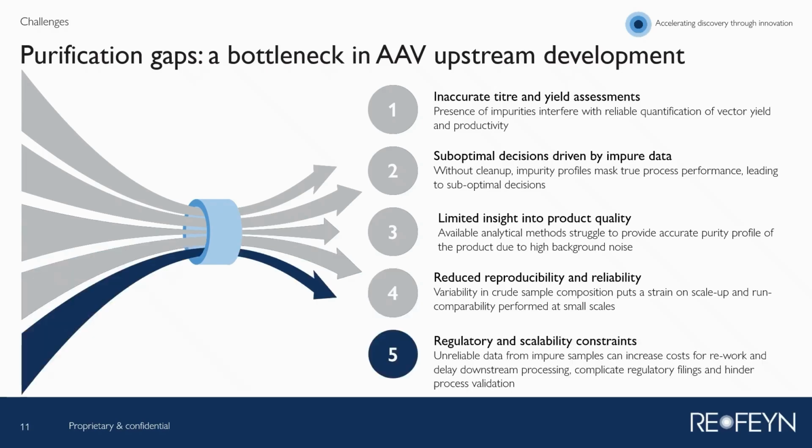Unreliable data obtained from these impure samples not only causes a lag in the development, but also has significant regulatory consequences. Because of the rework and troubleshooting that's required in the downstream phase of the process, now you're looking at increased costs for production or development, a delayed timeline, and it also makes it even harder to put a robust data package together to support regulatory filing and also process validation.